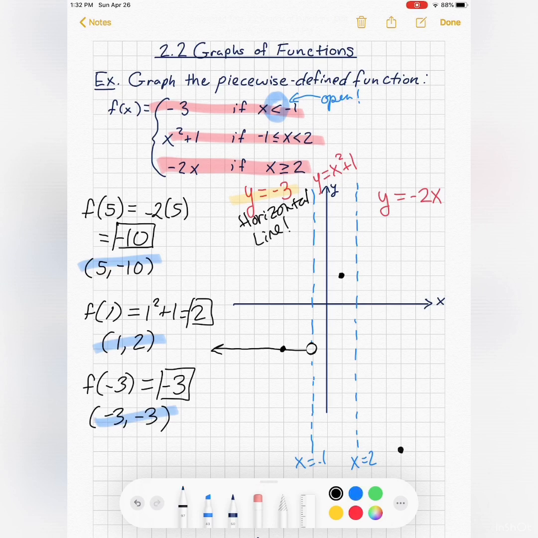Okay, so something like that. All right, now let me graph y equals x squared plus 1. I recognize that one. X squared is a parabola. That one's shifted up 1.